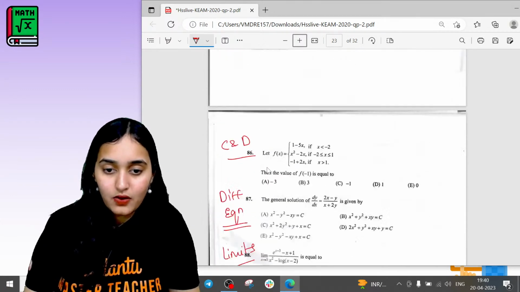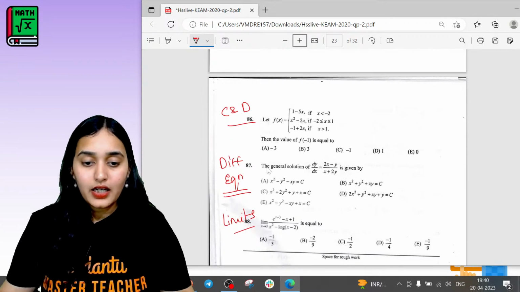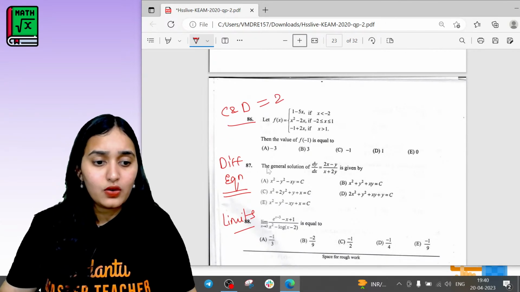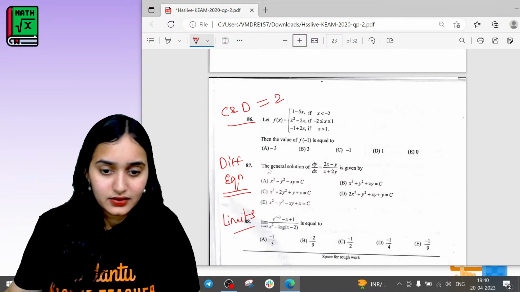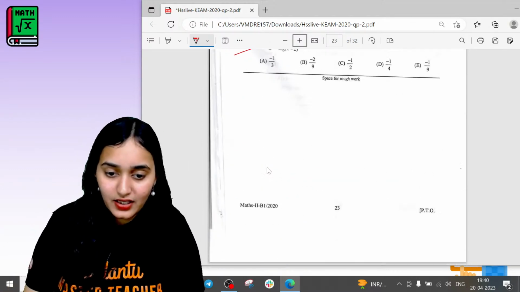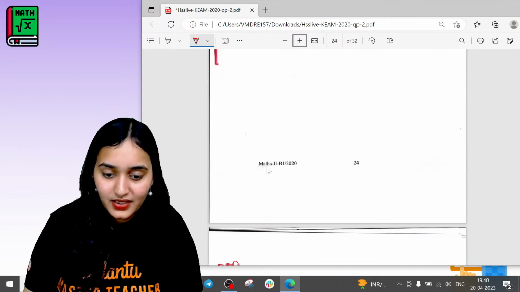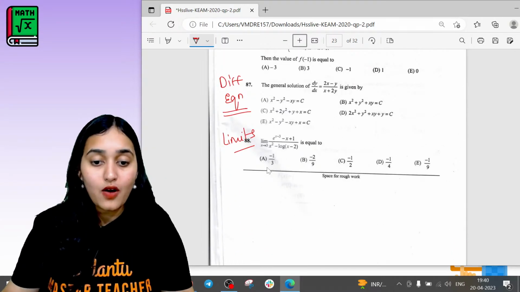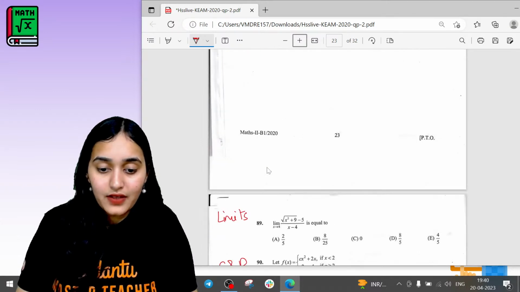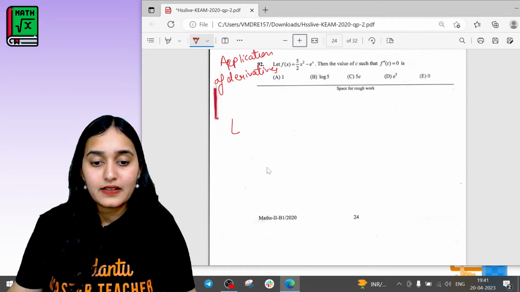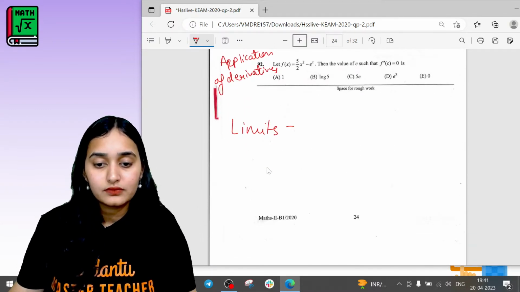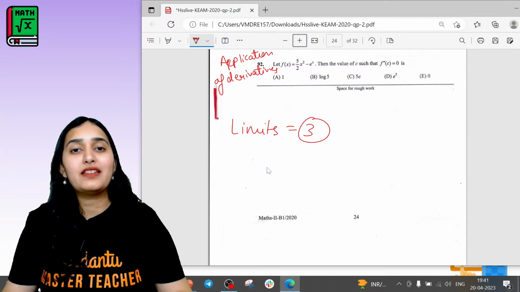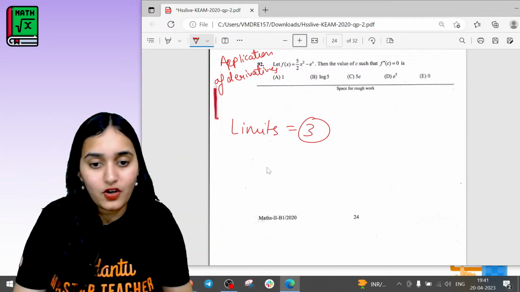Now should I keep a count? See. Continuity and differentiability, only 2 questions are coming. Okay, differential equation will have some more questions. We will see that later. Limits, let's count limits. So here we have limit 1, 2, 3. So limits having 3 questions. Decent number of questions, but not much from this.